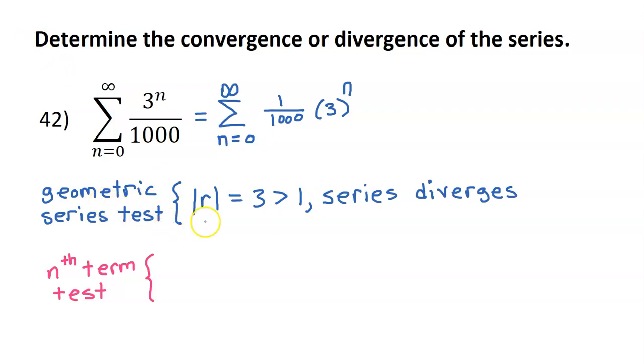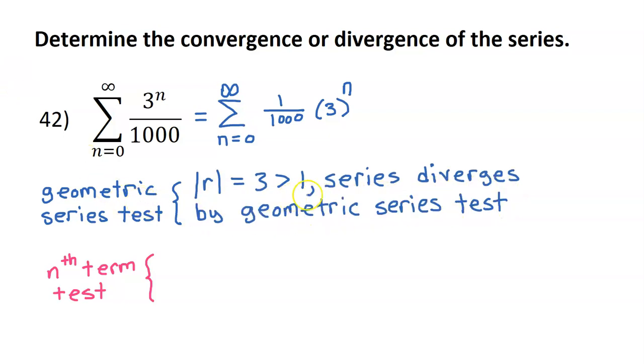According to the geometric series test, if the absolute value of r is greater than 1, the series diverges. But for full credit, you have to finish off by mentioning what test you're using. So we say the series diverges by the geometric series test.